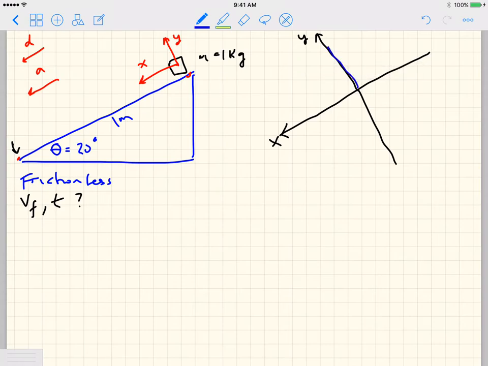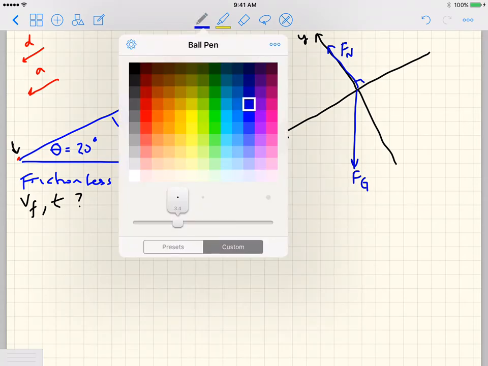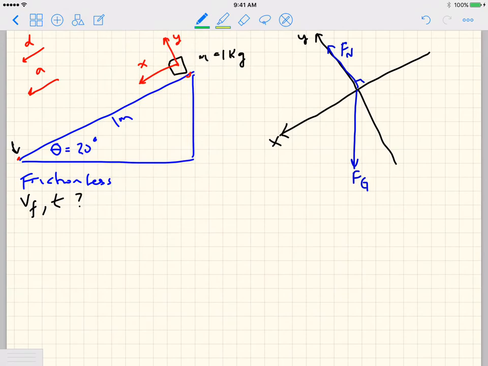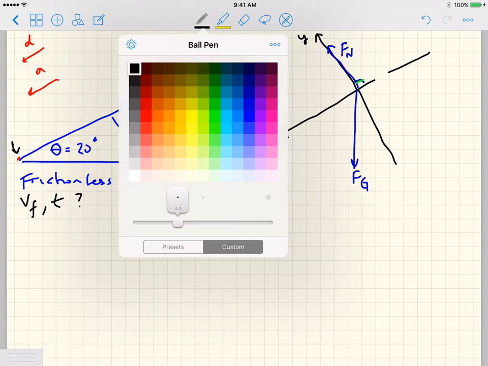The first one is the normal force, which is always perpendicular to the plane. This x-axis that we drew was parallel to the plane, so the normal force is perpendicular to it. The only other force in the problem is the force due to gravity, which is always straight down. Now, if there had been friction, there would be another force opposing the motion. That would be the force of friction. But we do not have that in this problem, so we will not worry about that guy.